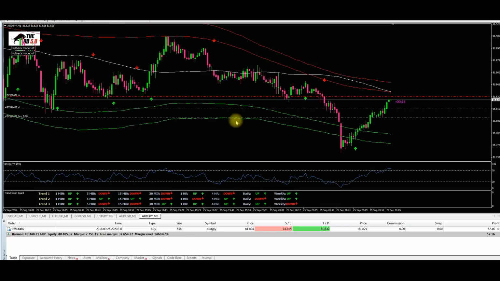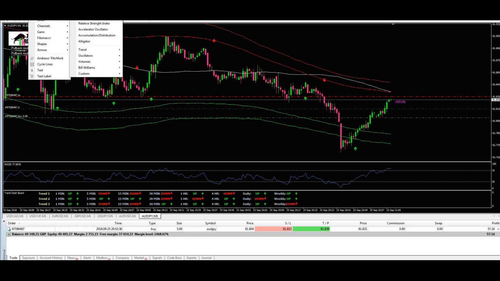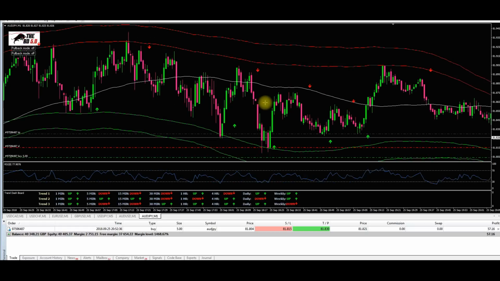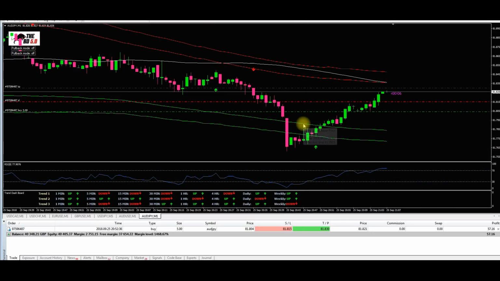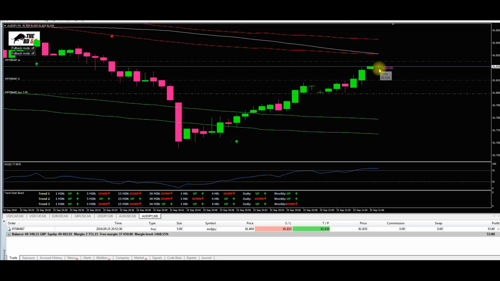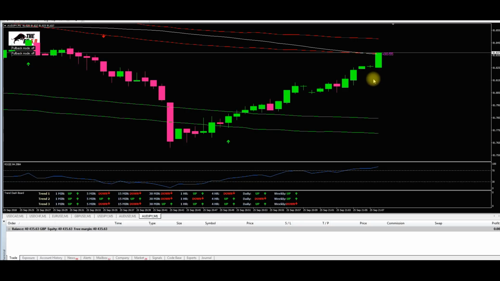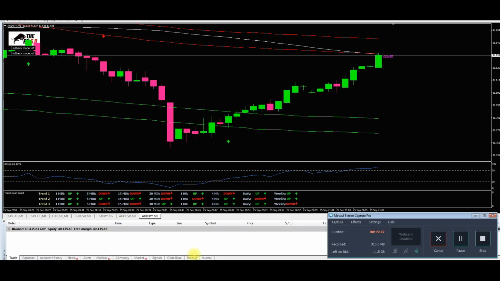Where's it getting stuck on? See, it's getting stuck at this resistance line at the top here. Can you see the resistance line here? We might see a pullback in a minute. Yeah, see, here we go, bang, there we go. Just hit our take profit. Job's a good one. I think that was the £100 I've just made. £100 in 15 minutes. Not bad.